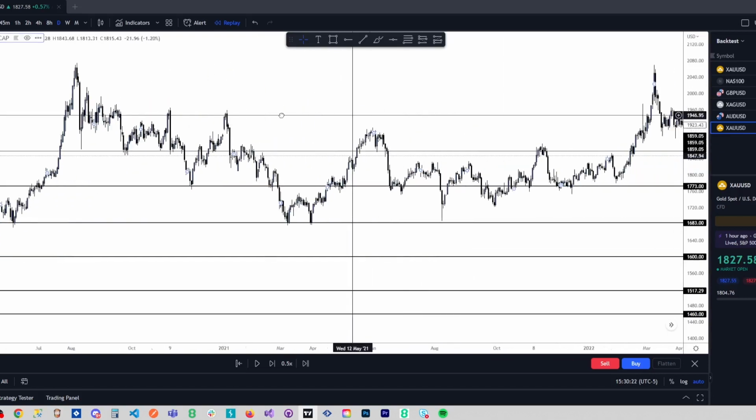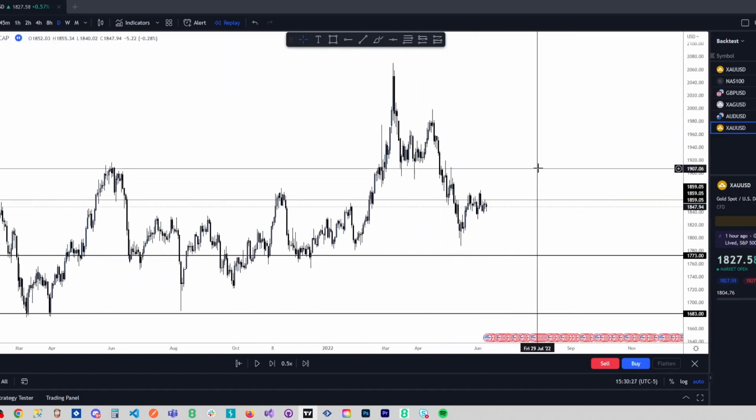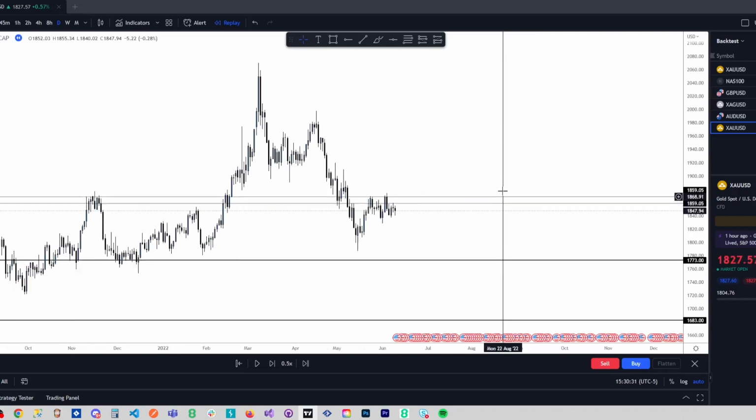So with that being said, this strategy works on any pair that you want to trade: exotics, indices, commodities, whatever the case is. The only thing is I trade gold a lot, so I found this strategy to be very efficient on gold. So I'm going to be showing you this strategy on gold.